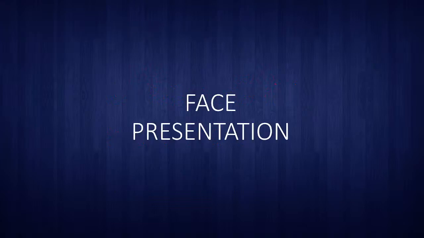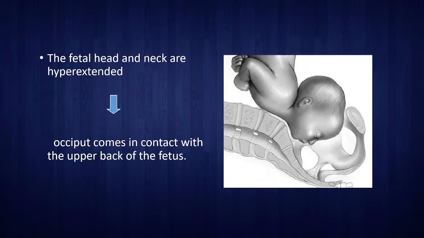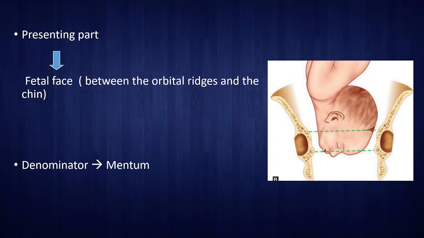So then, face presentation. Face presentation is a relatively rare presentation. Here the fetal head and neck are hyperextended, that is why the face is presenting. Here is the lower part of the pelvis, you can see the face is down. The occiput comes in contact with the upper back of the fetus. Here the occiput is touching the upper back. The presenting part is the fetal face.